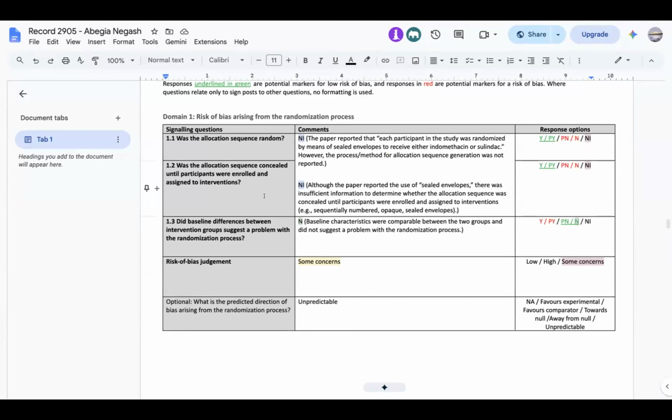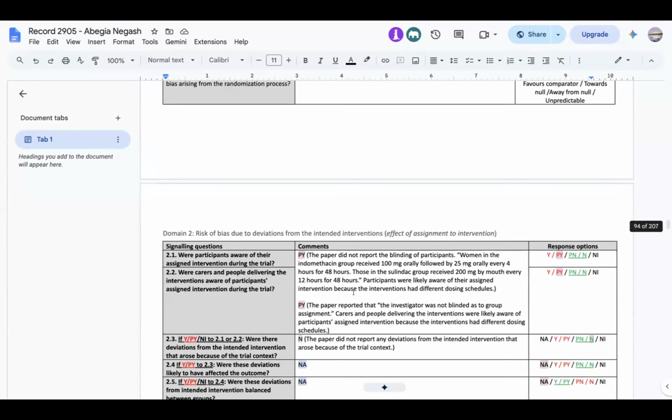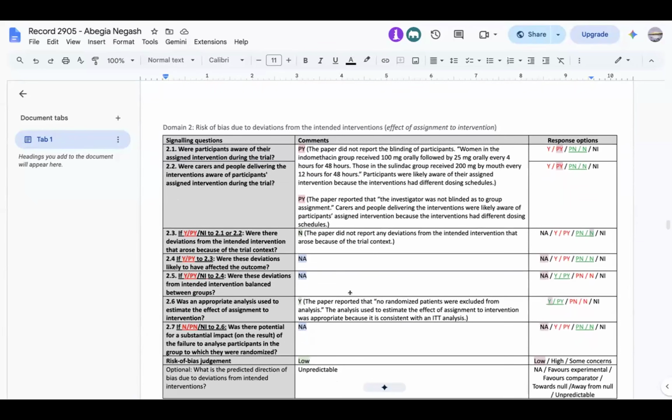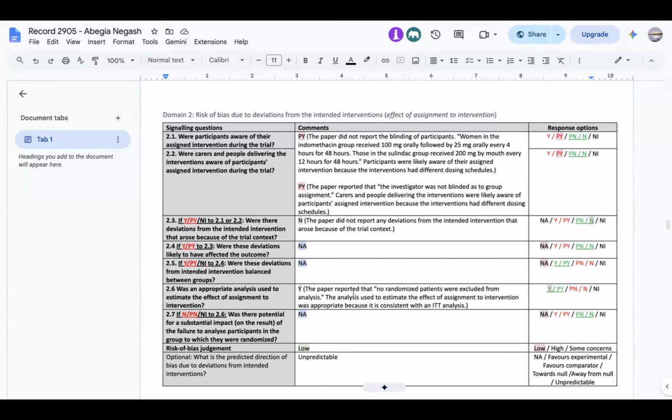Okay, so we'll keep 1.2 as NI, which will keep the judgment as some concerns, and we're all agreeing on that. Yes. Yes. Okay, we'll move on to domain 2. And for domain 2, we'll be completing the one for the effect of assignment to intervention.